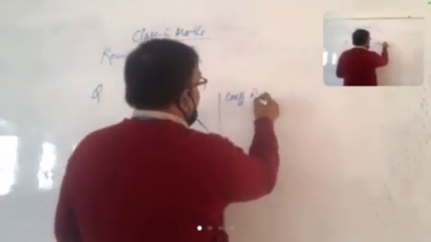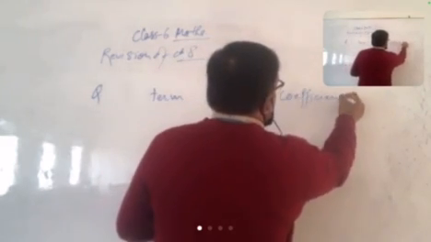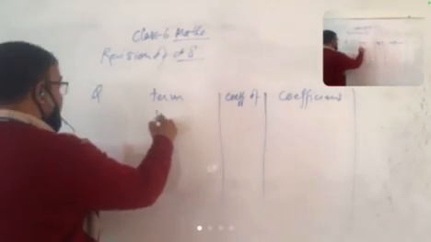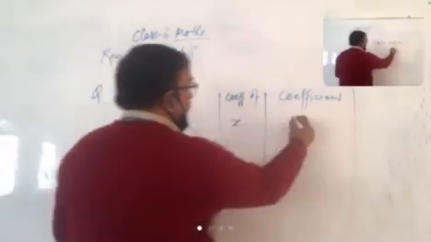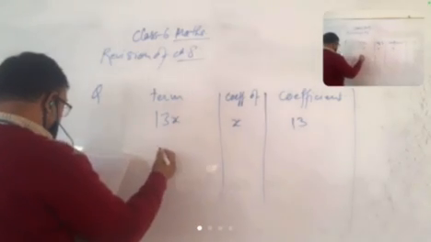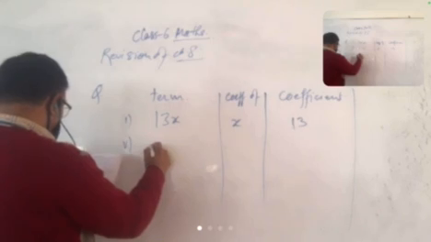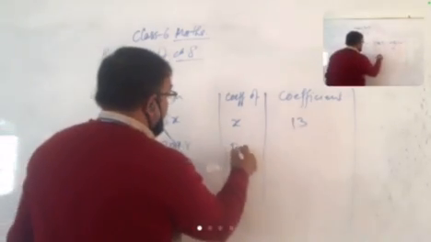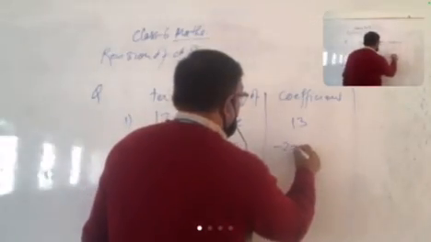Coefficient of, and this is coefficient. ठीक है. Term is what? 13x. We have to find the coefficient of x, so it will be 13. This is the first part. Now the fifth part is minus 2pqr. We have to write the coefficient of p, so it will be minus 2qr.